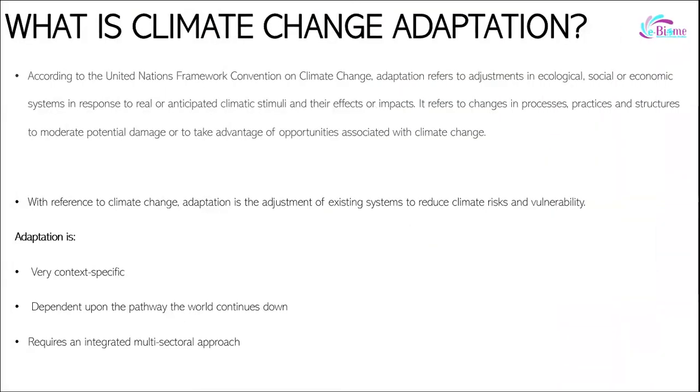What is climate change adaptation? According to the United Nations Framework Convention on Climate Change, adaptation refers to adjustments in ecological, social, or economic systems in response to real or anticipated climatic stimuli and their effects or impacts. It refers to changes in processes, practices, and structures to moderate potential damage or take advantage of opportunities associated with climate change. We could also say that adaptation with reference to climate change is the adjustment of existing systems to reduce climate risks and vulnerability.